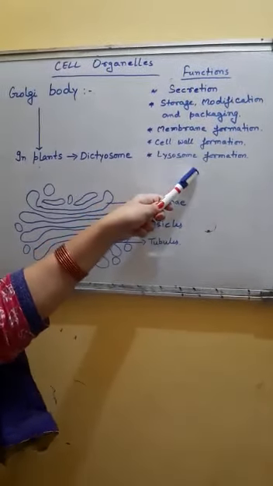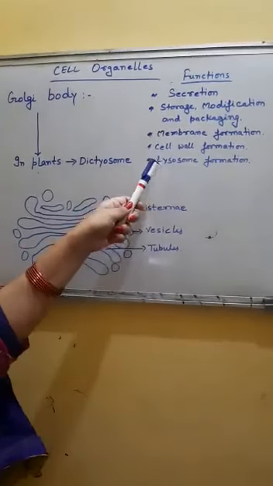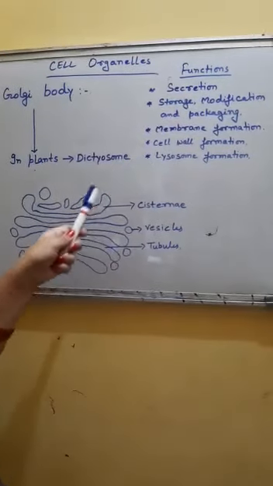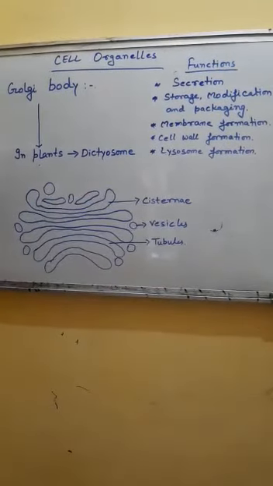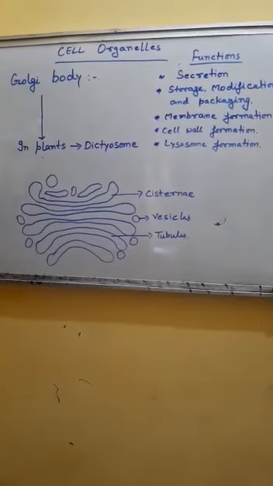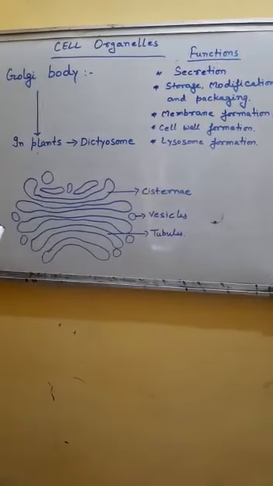We have studied about lysosome in the previous video. So the lysosomes are contained in a cisternae of Golgi complex and the enzyme is fed inside that. So with the help of Golgi complex and endoplasmic reticulum, lysosomes are formed.